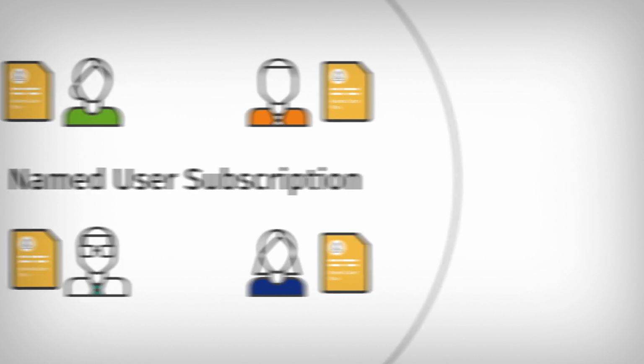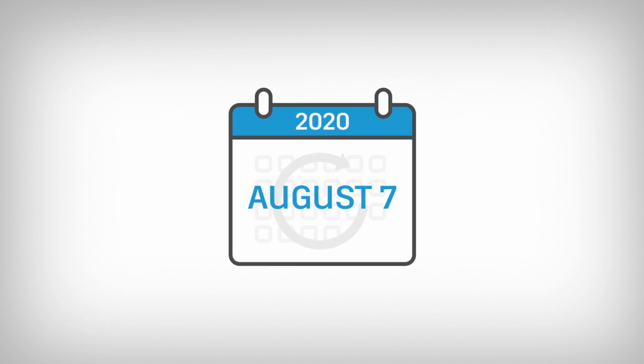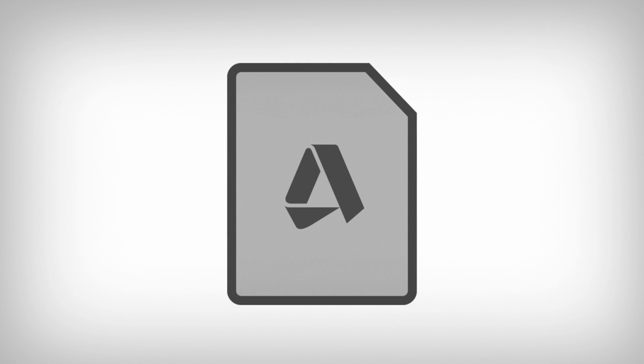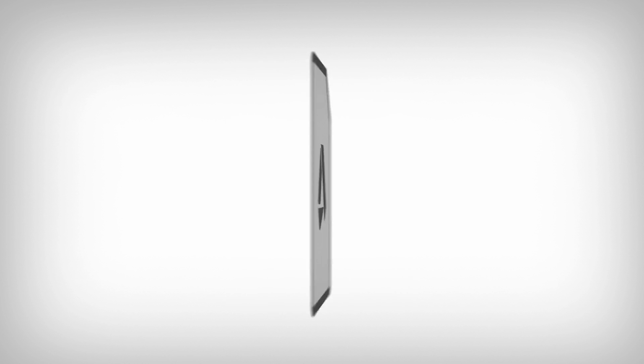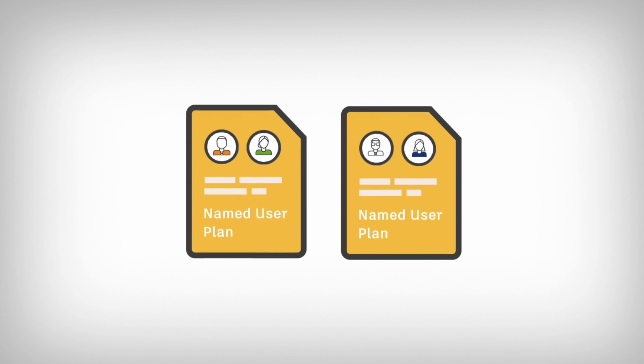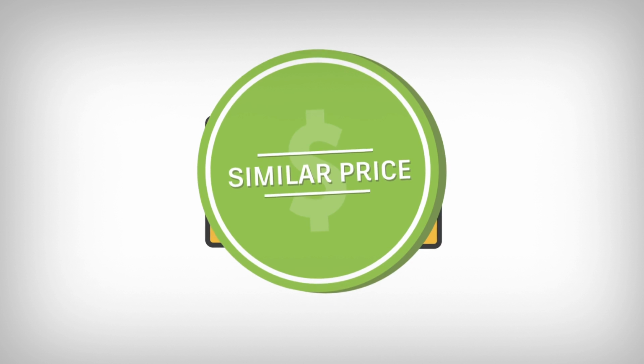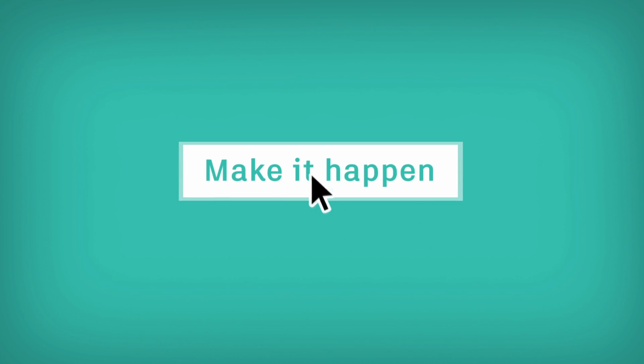process is. Beginning August 7, 2020, at your first renewal, trade in each of your seats for 2 subscriptions for 2 users on a named user plan for a similar price you're paying today. Here's how to make it happen.